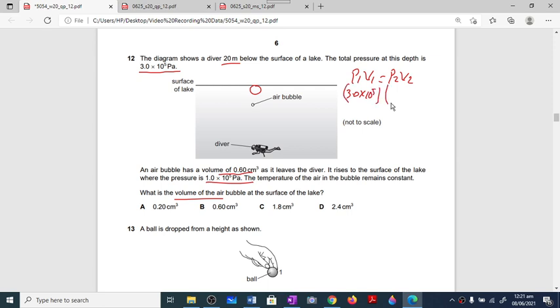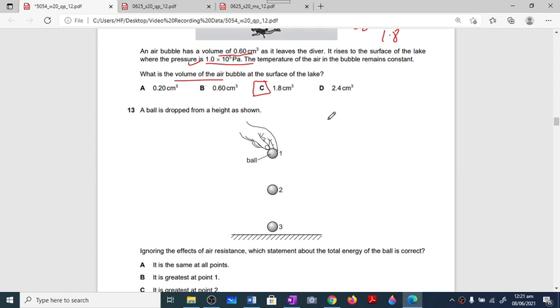The volume V1 was 0.6. And now the value of P2 is given, this one, 1.0 into 10 power 5. And V2 is required. So 10 power 5 will cancel out 10 power 5. So 3 divided by 0.6, that is equal to V2, and then you will get the answer 1.8. So option C is the valid option.